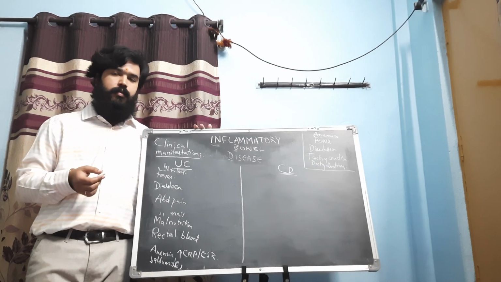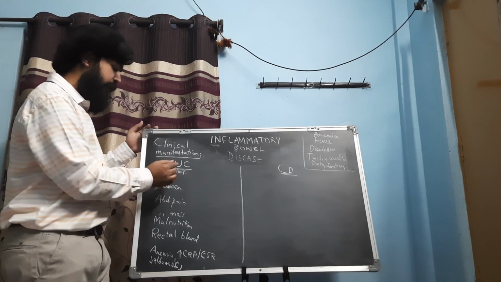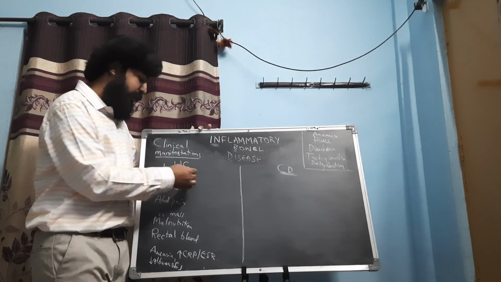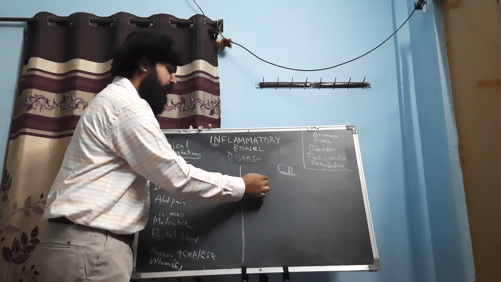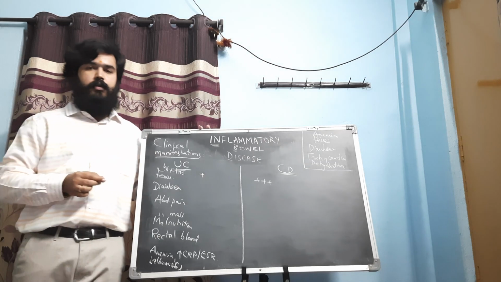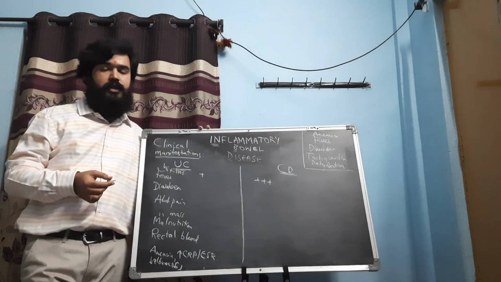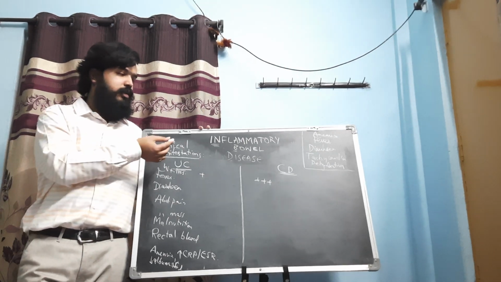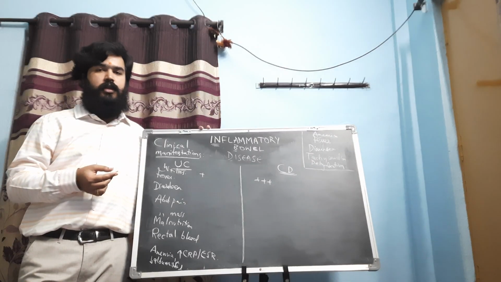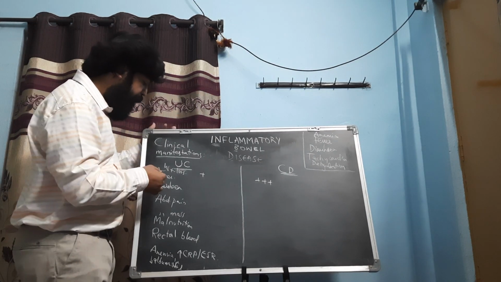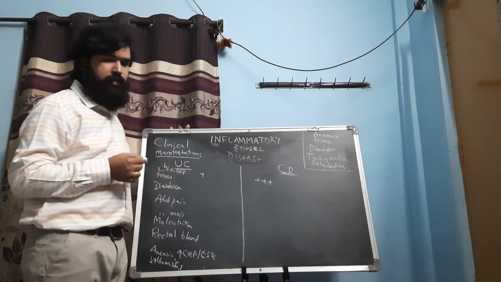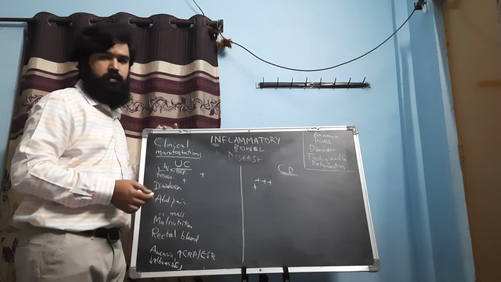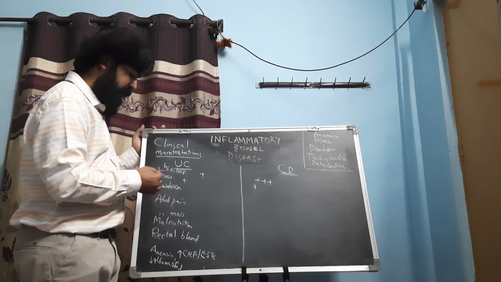Now, one by one, we'll see how much is the intensity. Weight loss. In ulcerative colitis, patients may also experience weight loss, but this is less compared to Crohn's disease. There is a minimum of 30% weight loss in patients who develop Crohn's disease over a few days or months. Weight loss also occurs in UC, but it is less compared to Crohn's disease. Fever. So fever is common in both ulcerative colitis and Crohn's disease.